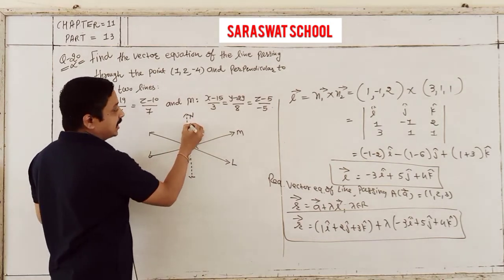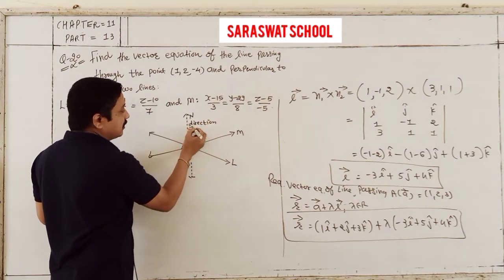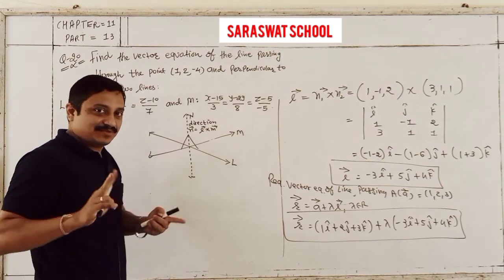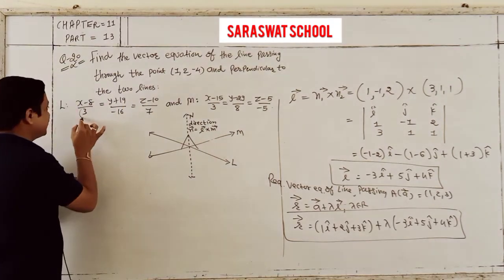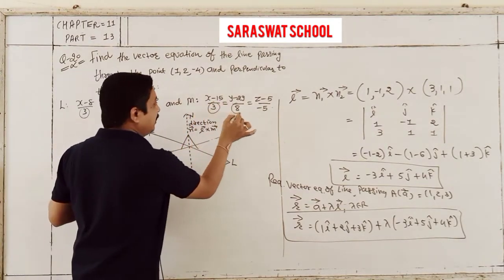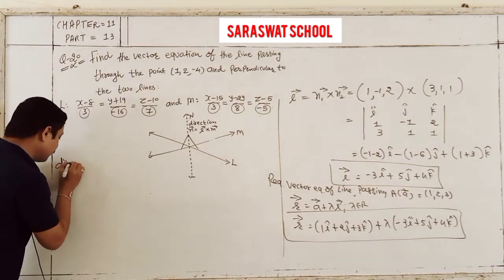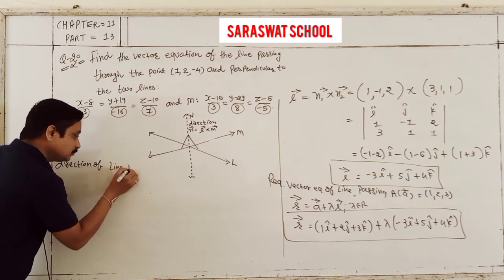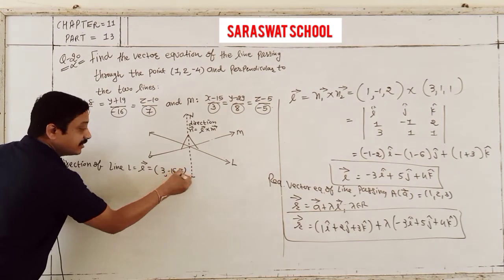Surely the direction of N is definitely L direction cross M direction. We will take the cross product, which gives the normal. Here the directions are (3, -16, 7) and the next direction is (3, 8, -5). So very easy. First write down the direction of line L, which is (3, -16, 7).